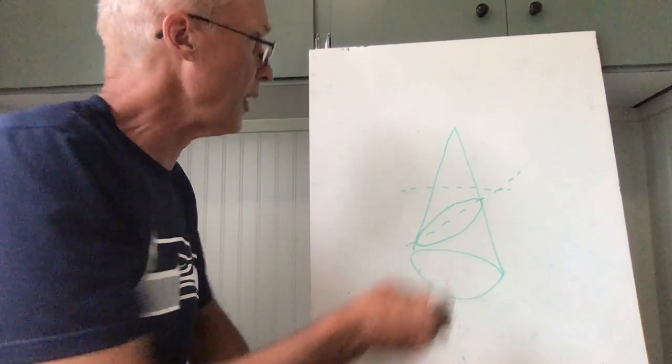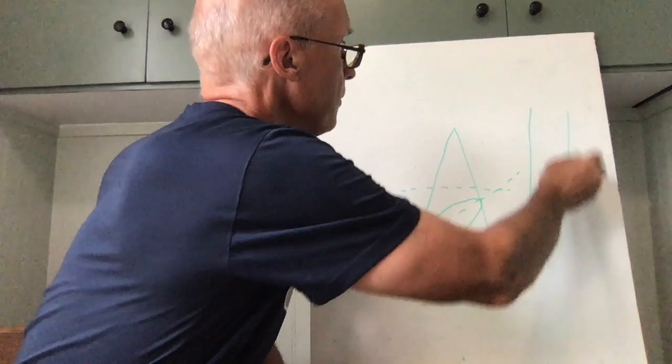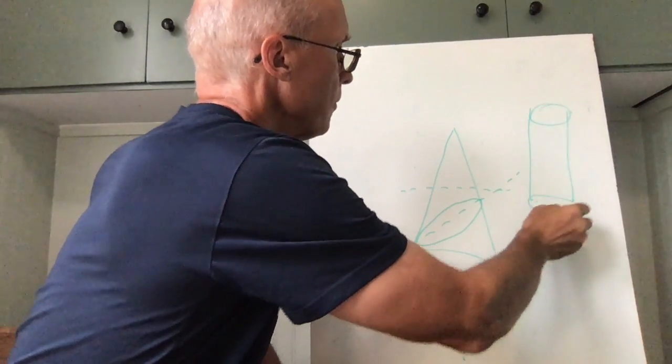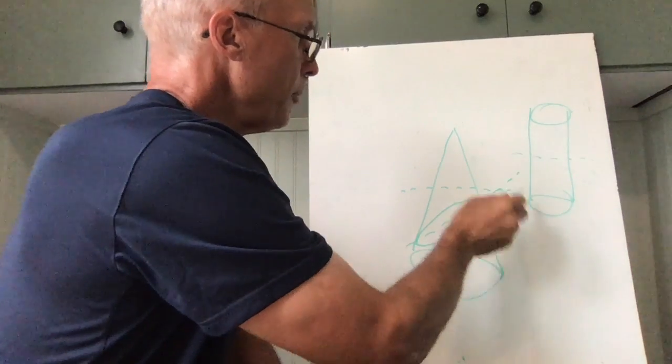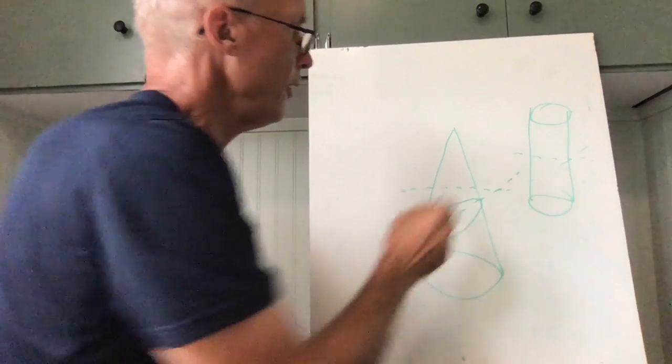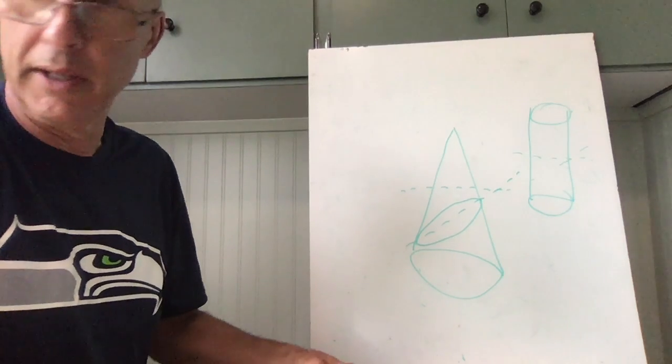Cylinders would be the same thing. Terrible cylinder. But if you're parallel to the base, circle, and if you're not parallel to the base, then it would be an ellipse again.